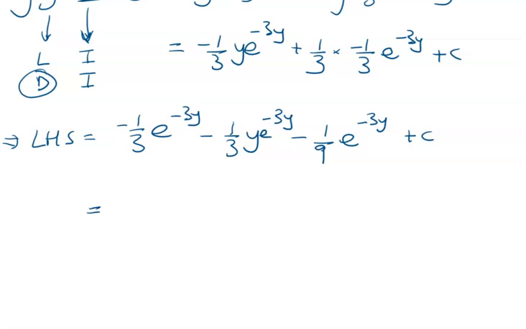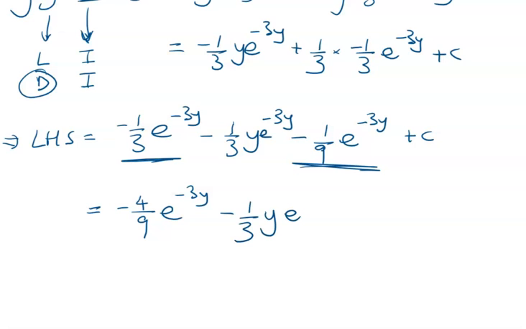Collecting up like terms in here, we've got this one and this one, so that's negative 4/9 e to the negative 3y minus 1 third y e to the negative 3y. So now let's put everything together because I've finished doing my left-hand side integral.